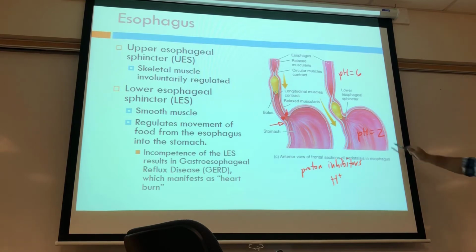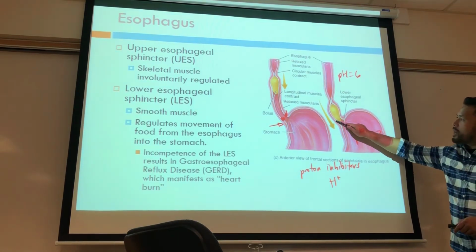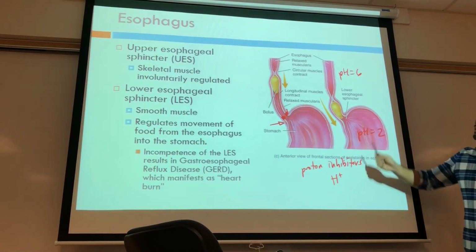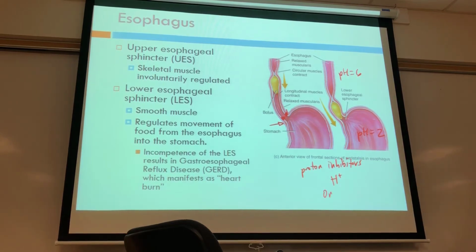So if you can limit the production of acids, you can reduce the amount of inflammation due to those acids in the esophagus. These typical drugs, like omeprazole or pantoprazole, typically end in P-R-A-Z-O-L-E.